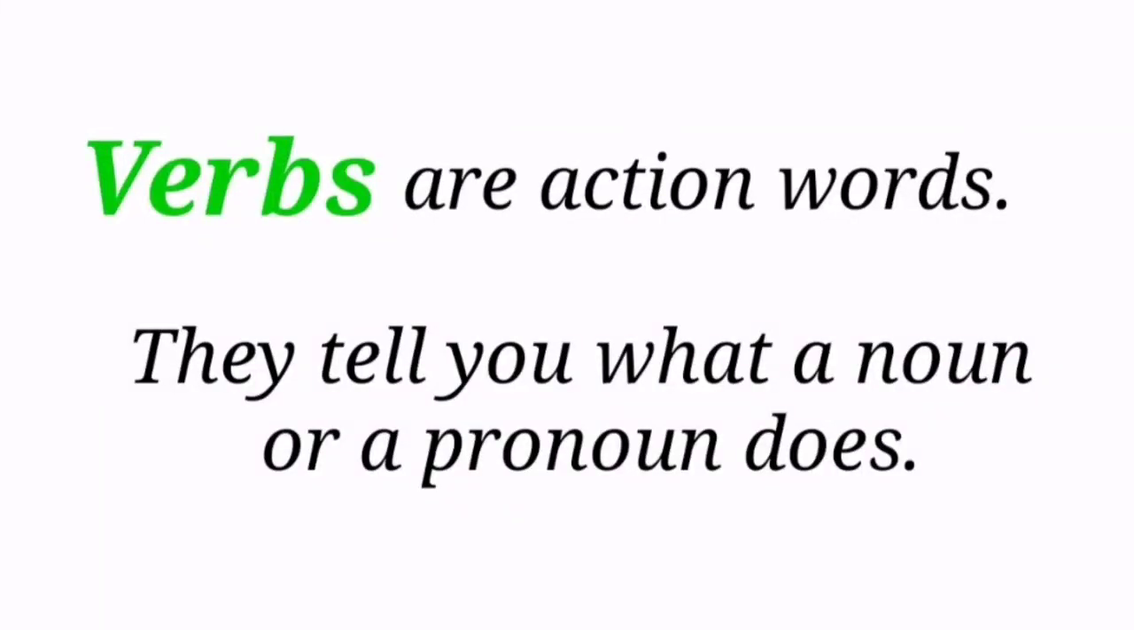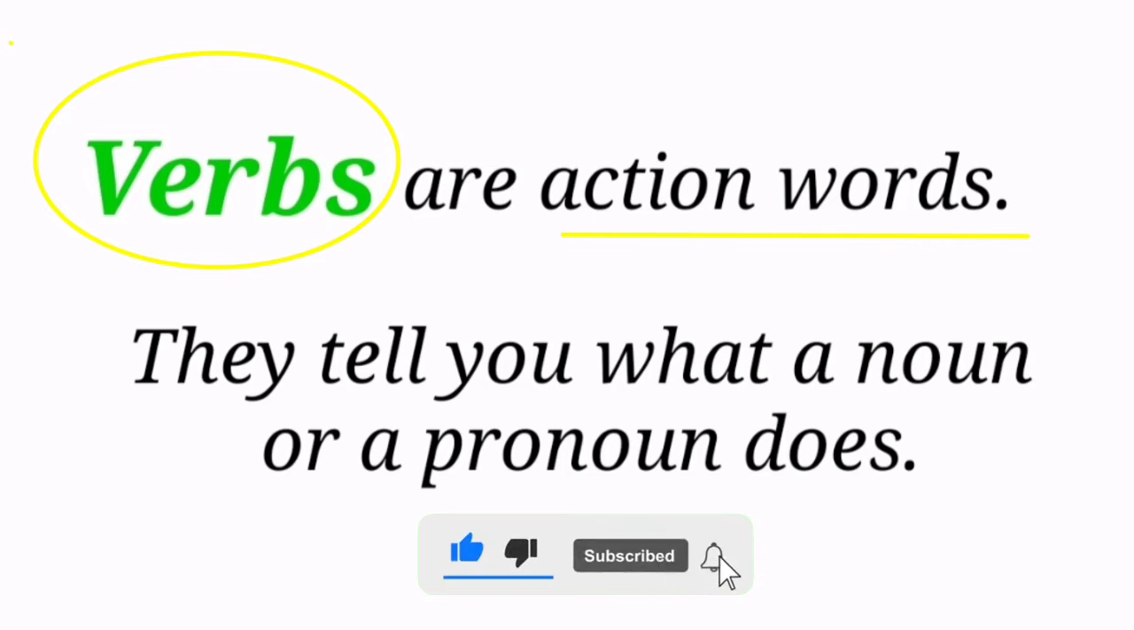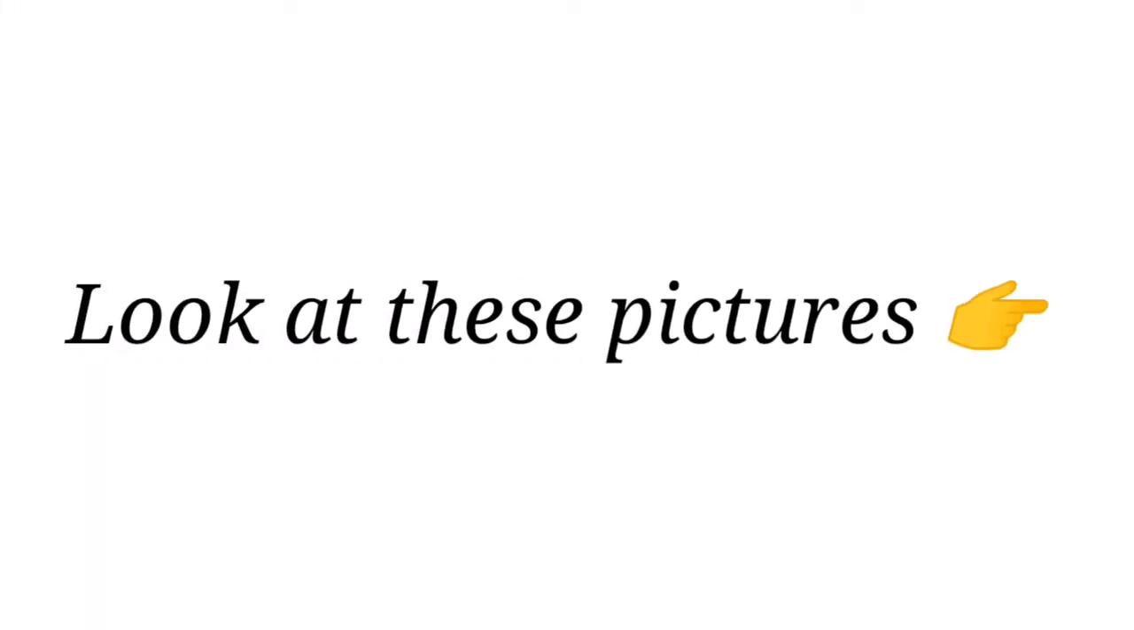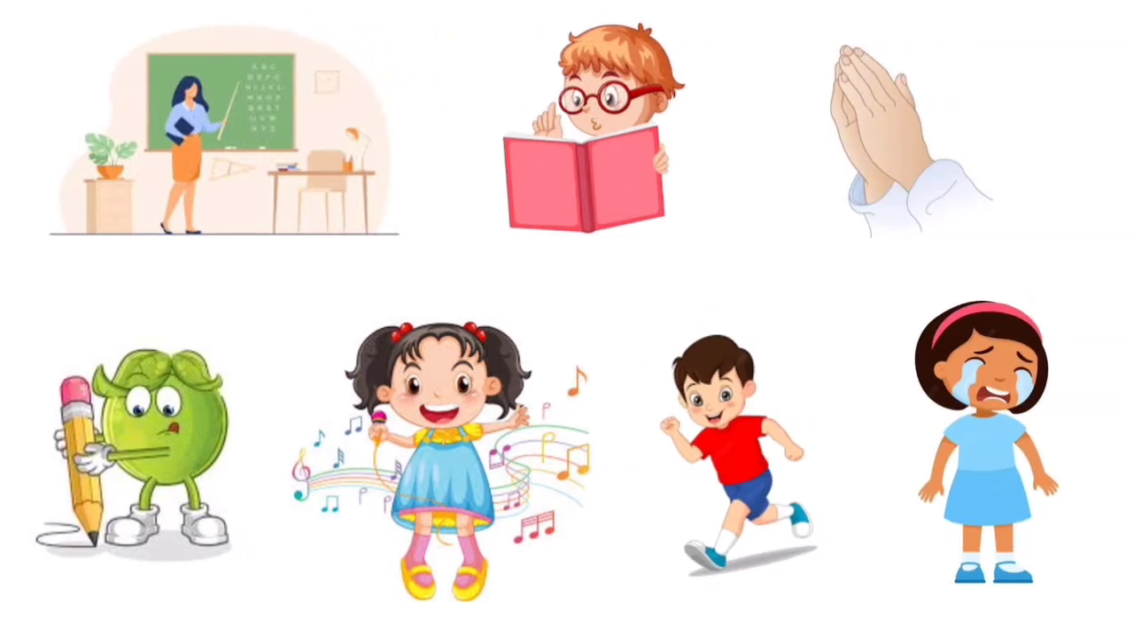Verbs are action words. They tell you what a noun or a pronoun does. This is perhaps the most important part of a speech because it shows what the subject in a sentence does. What actions are demonstrated on the pictures?